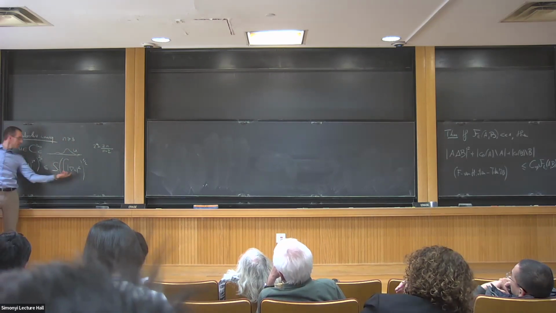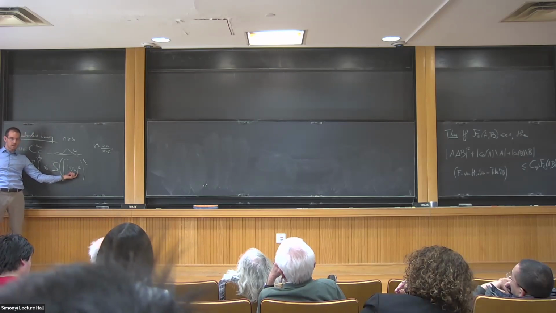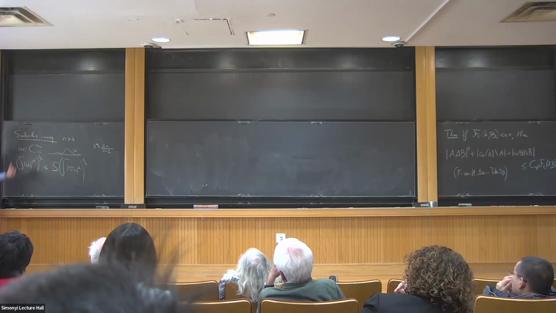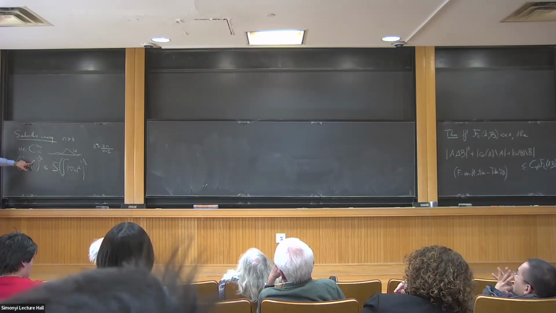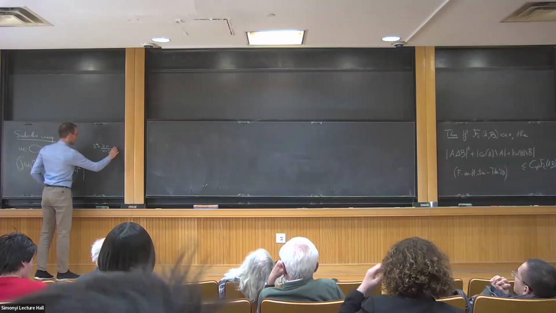So the Sobolev inequality tells you that if you have a function whose gradient is square integrable, then the function is more than square integrable. It's in a space with an exponent larger than 2. So 2 star is always larger than 2.